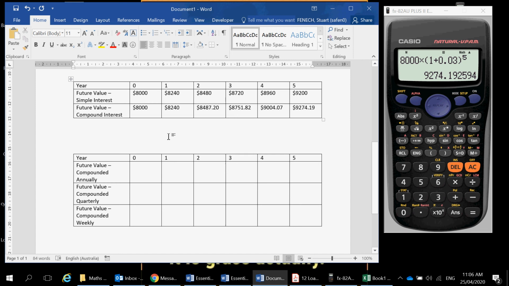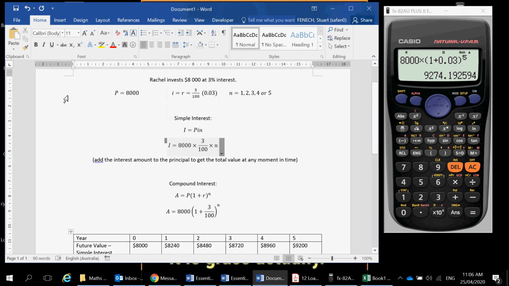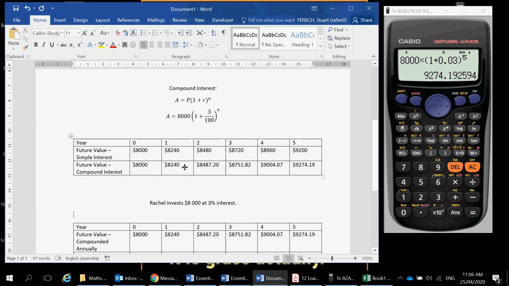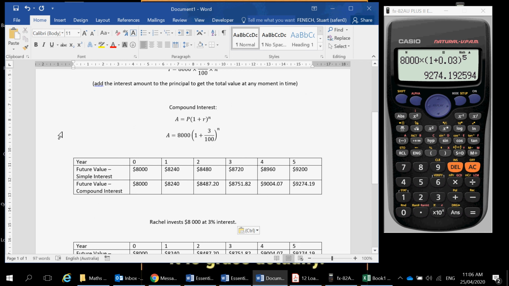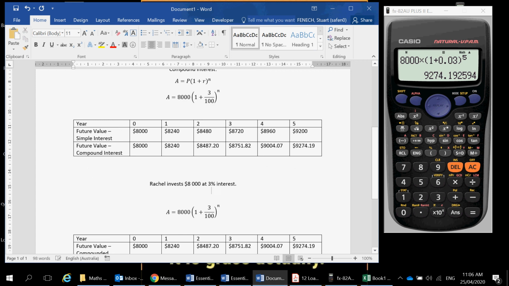As an example, just so hopefully you get a little bit more comfortable in this, I'm going to do one where we are comparing annually, quarterly, and weekly. The annual values we already have here, so I'm going to drop them in. I'm going to continue this to be Rachel's investment. It's just going to be compounding differently. So in the case of annually, the formula looked like that.